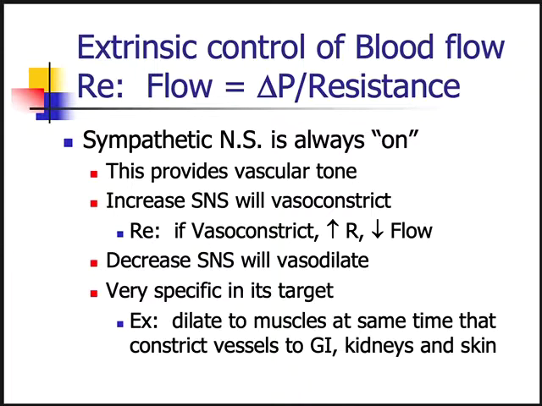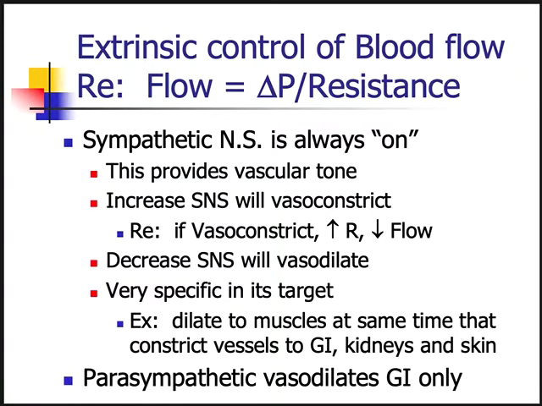So when you are at rest, the parasympathetic nervous system will be active, and that will vasodilate the GI tract. So parasympathetic vasodilates only the GI tract. You can't use the parasympathetic nervous system to vasodilate other parts of the body. So how do you vasodilate other parts of the body? By simply inhibiting the sympathetic nervous system, right? Decrease sympathetic nervous system activity to vasodilate.